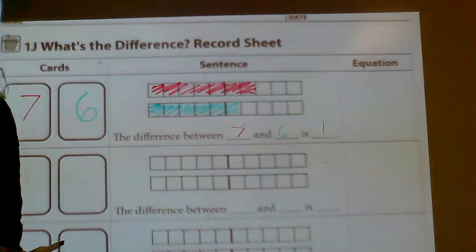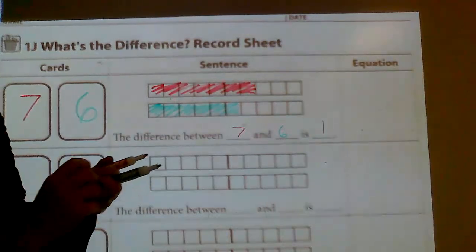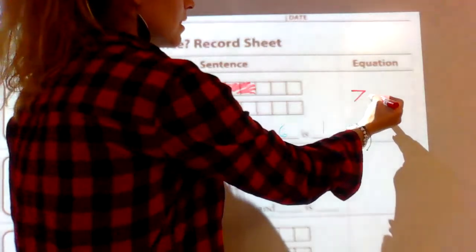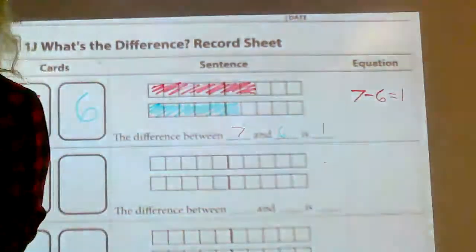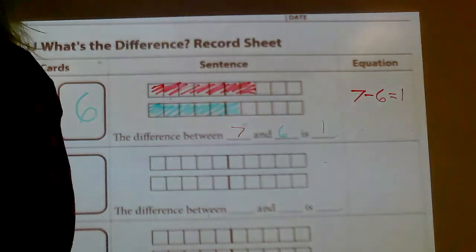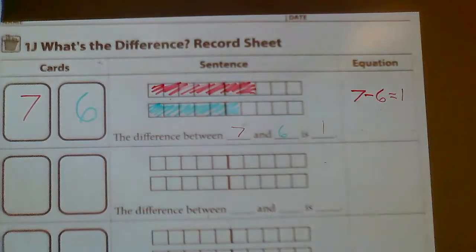Then you're going to subtract to find the difference between the 2 numbers. You can use your number rack if you need. So the equation would be 7 minus 6 equals 1. Okay? And your partner could do that at the same time as you.